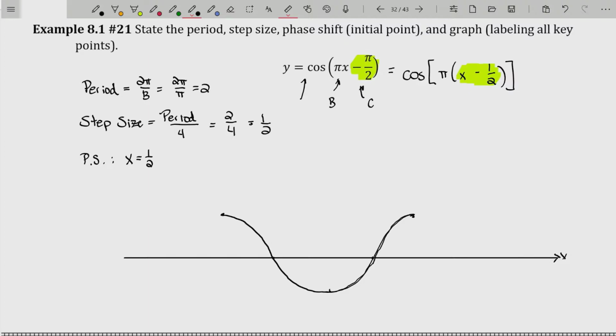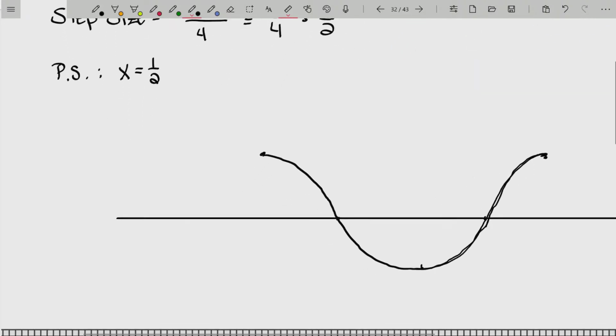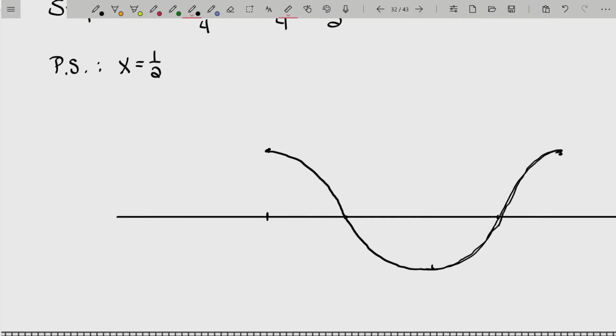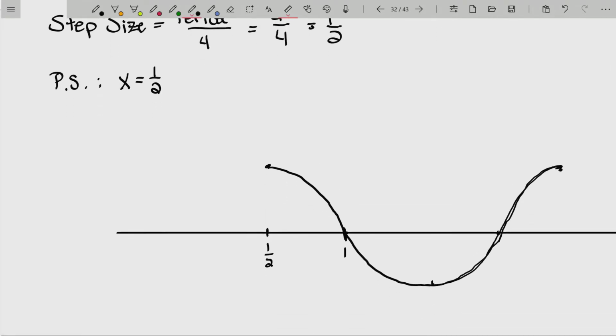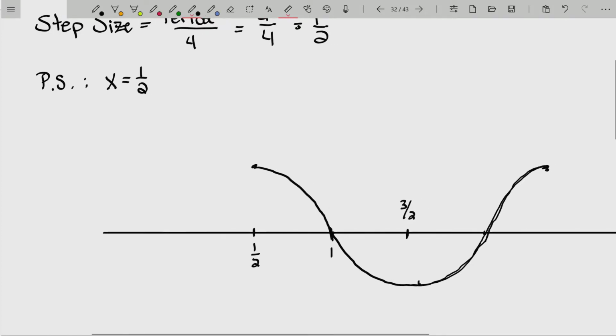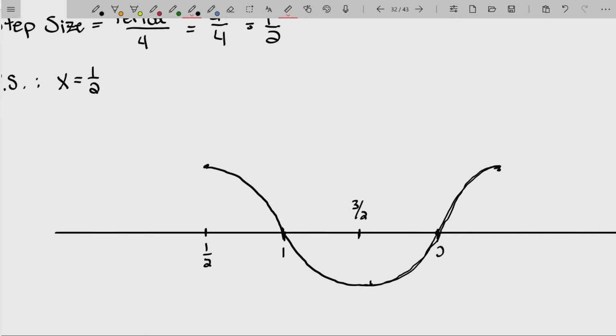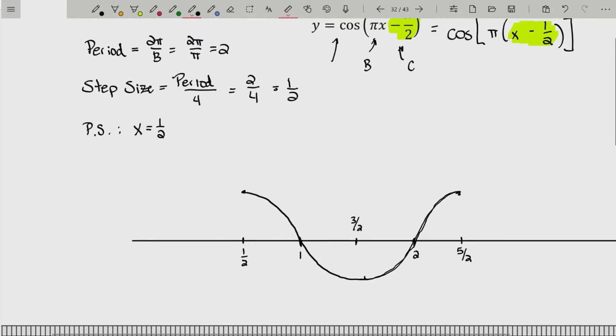All right, so having done that, that's a regular old cosine. We're now going to plot the phase shift, or the initial point, which is at 1/2. And then the next point is a step size away. The step size is 1/2, so this is 1. Next point is 3/2. Next point is 2. And the last point is 5/2. The distance between 1/2 and 5/2 is actually 2. So our period for this function is actually 2.